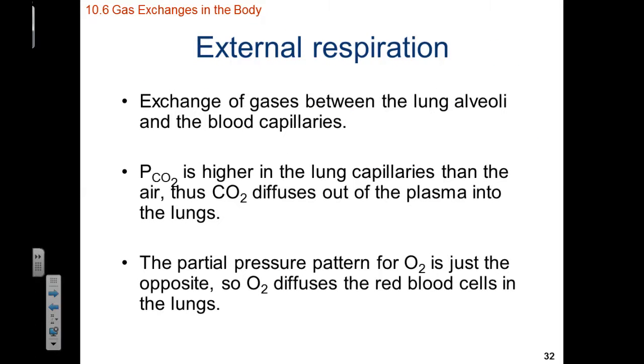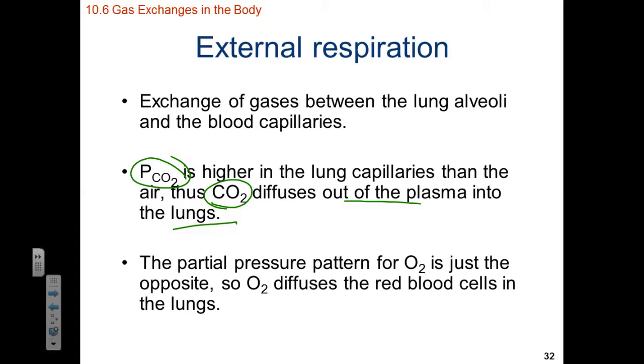In our lungs, we will have external respiration because the blood gases are being exchanged with air from the external environment. The PCO2 in the lungs is very high in the blood going to the lungs. There's more carbon dioxide in the blood going to the lungs than there is in the air that's being inhaled in the lungs. So in those situations, carbon dioxide will go out of the blood plasma and into the alveoli of the lungs with its concentration gradient. And then we exhale the carbon dioxide.